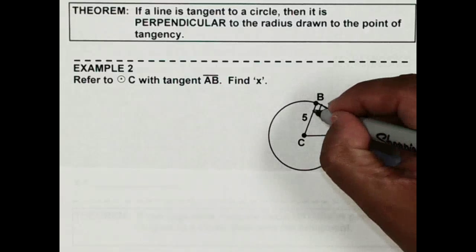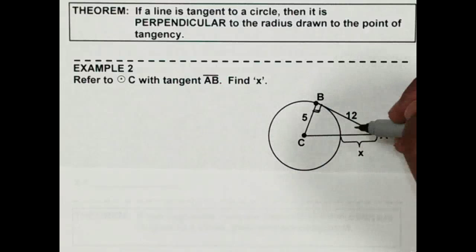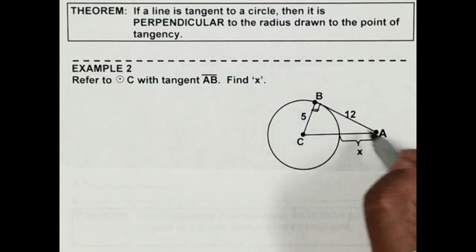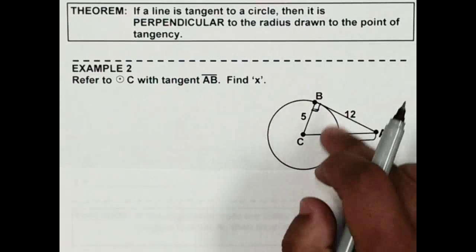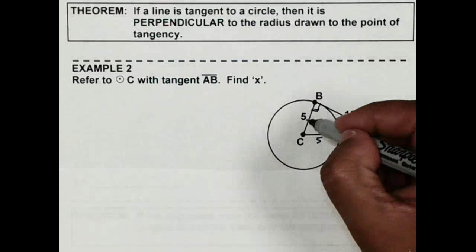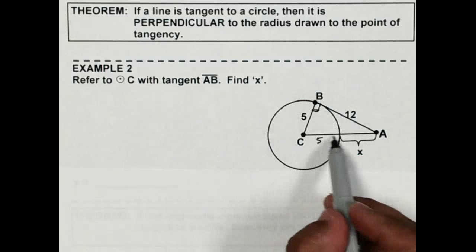90 degrees. So what we would have to do is use the Pythagorean Theorem to find x, because I do have a right triangle. The only difference on this is that there's a 5 right here, because that's a radius. This radius is the same as this radius.